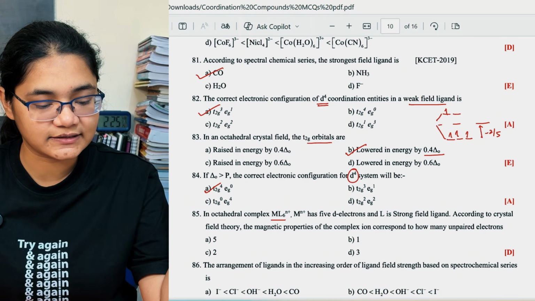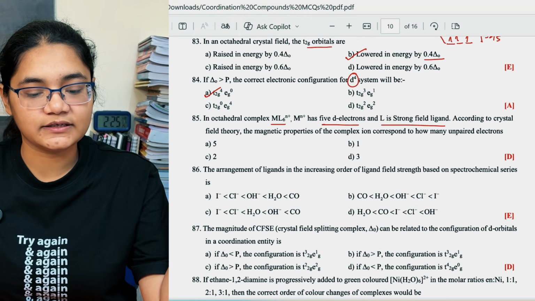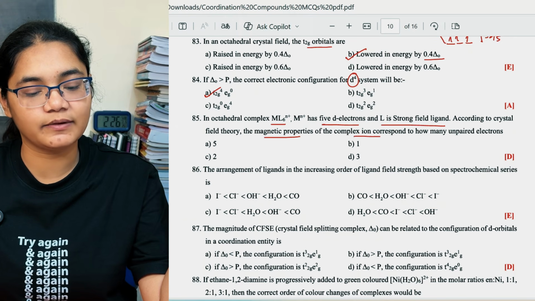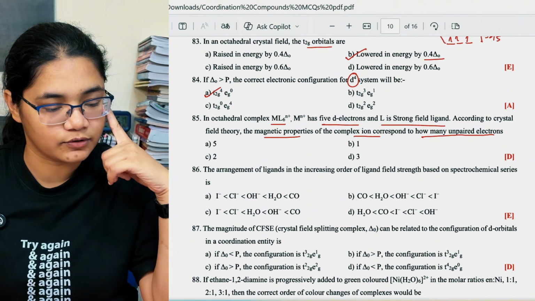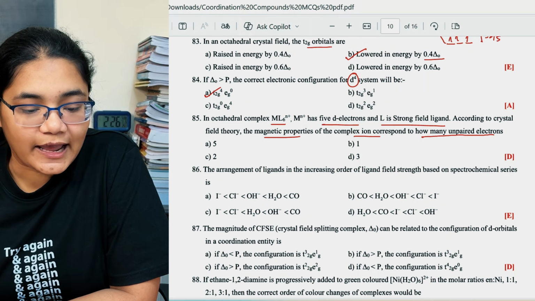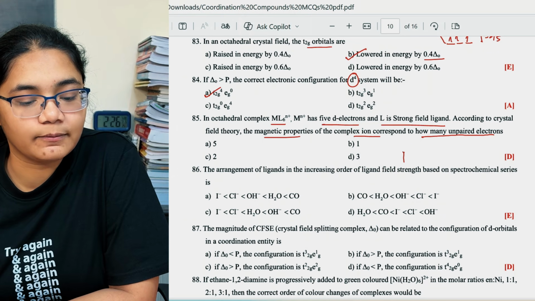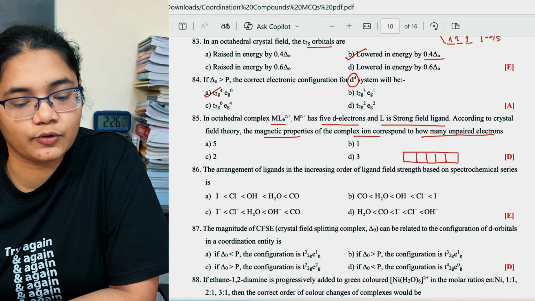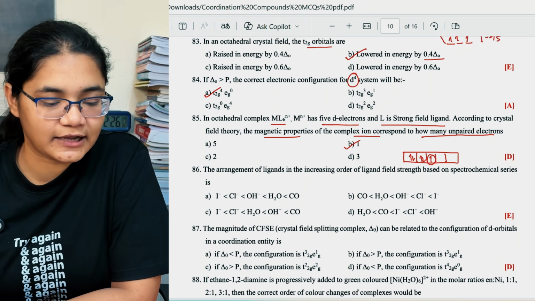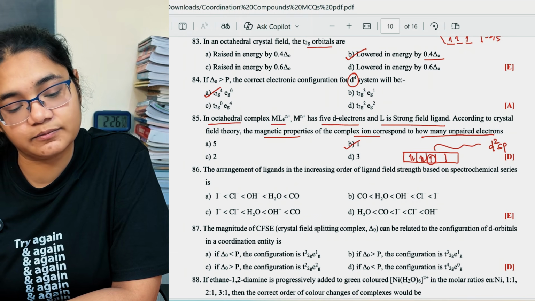In an octahedral complex ML6, Mn+ has 5 d electrons and L is a strong field ligand. According to crystal field theory, the magnetic properties of the complex ion correspond to how many unpaired electrons? If you see, 5 unpaired electrons were present, and it is an octahedral complex, right? In the strong field they will pair up. So the total number of unpaired electrons present is option number B, that is only 1, because the octahedral complex can have d2sp3 hybridization.